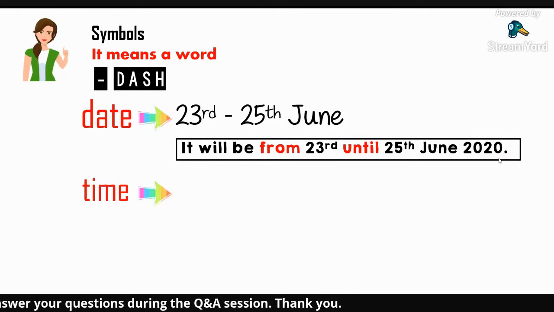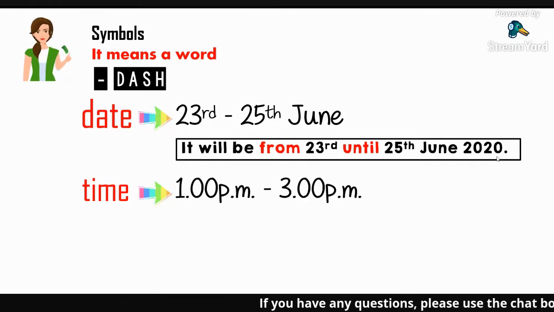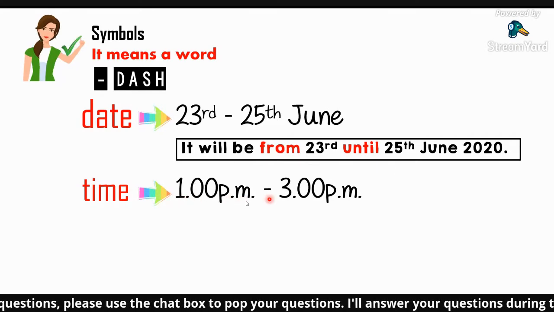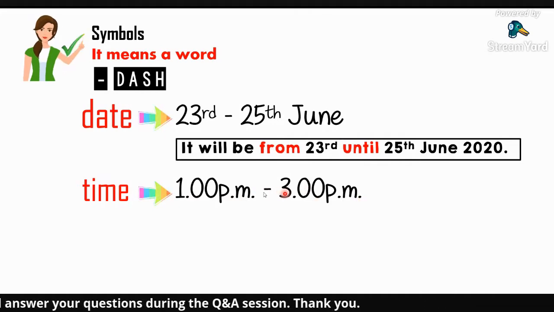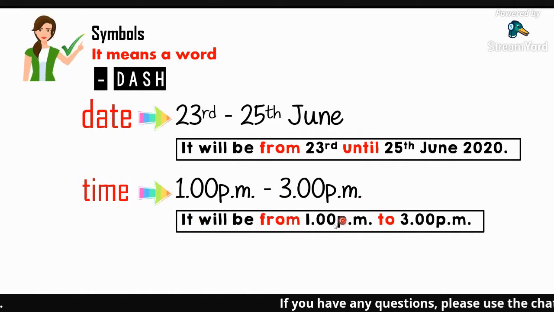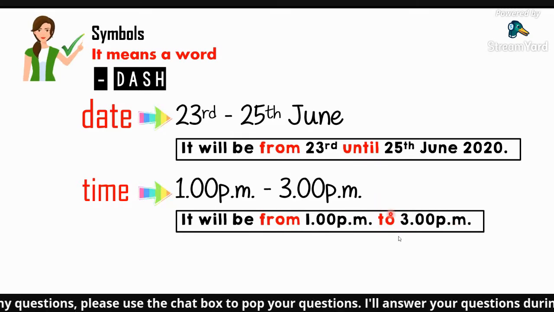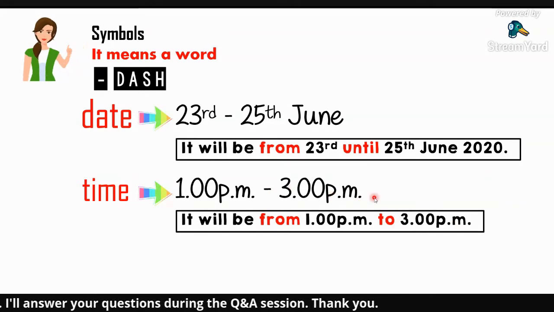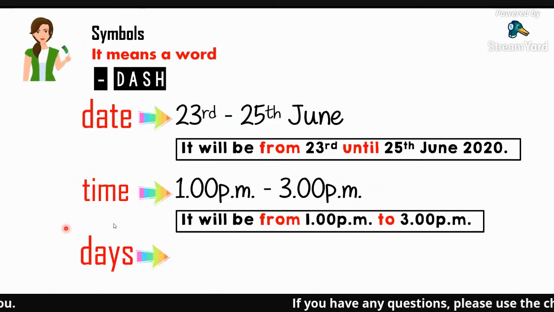Let's go to the next one, which is time. When you have a dash in time, we have 1 p.m., a dash, 3 p.m. This means, again, we have the word "from 1 p.m. to 3 p.m." So remember this. Did you get that? Good job. Let's move on to the next one, which is under days.